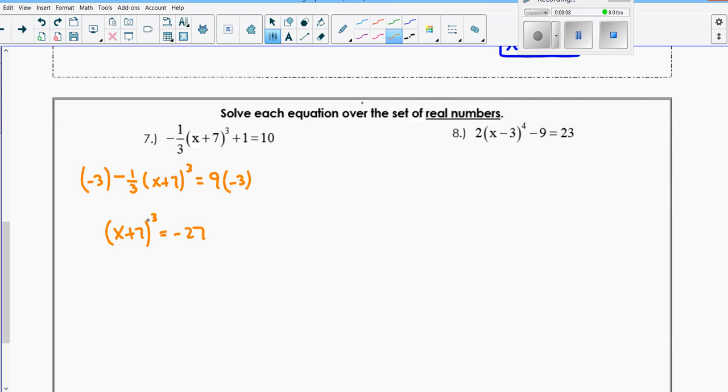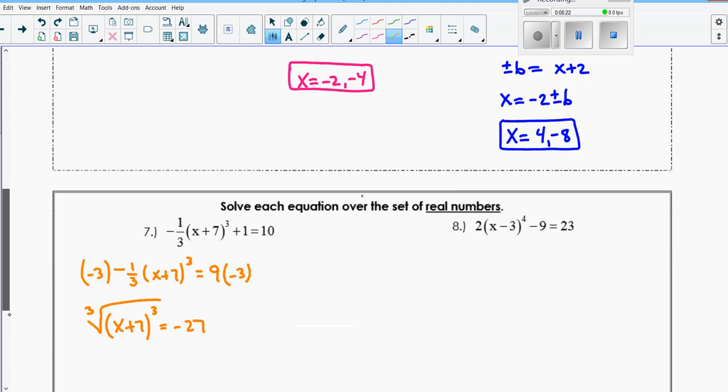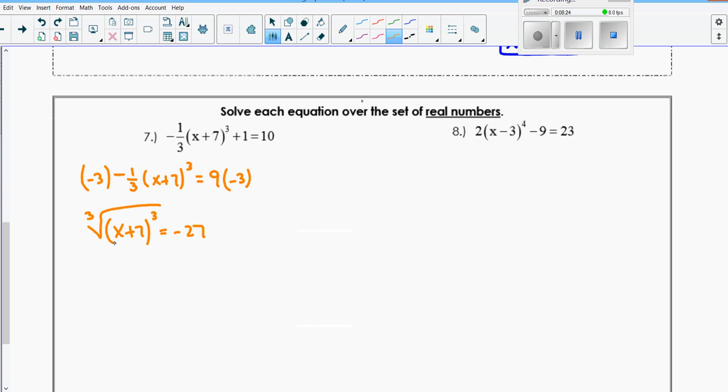In order to undo a square, I square root. In order to undo a cube, I cube root. So cube root. Okay, notice that's very similar to what we did up here. Squared, square root. So down here, cubed, I cube root. Okay, and whatever I do to one side, I have to do to the other. So I'm left with x plus 7 equals. The cube root of negative 27 means what times itself 3 times gives you negative 27.